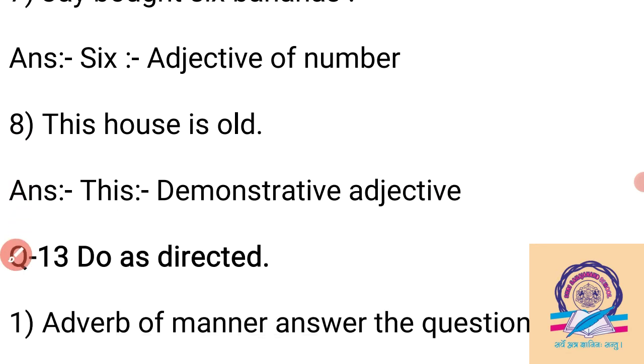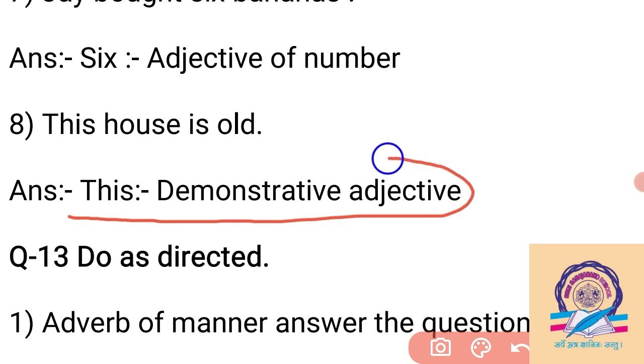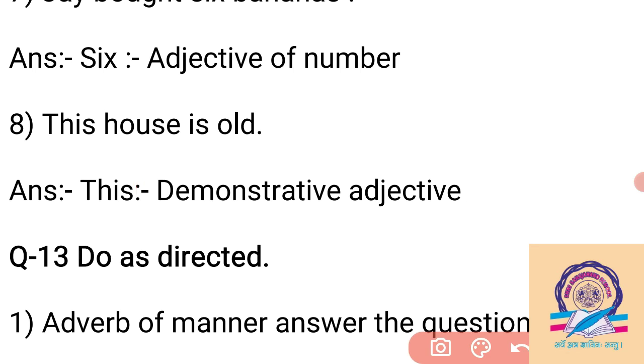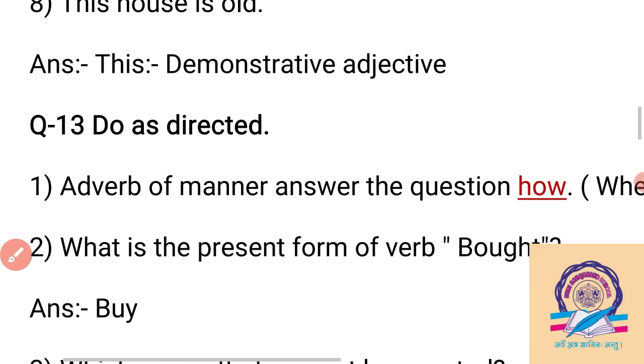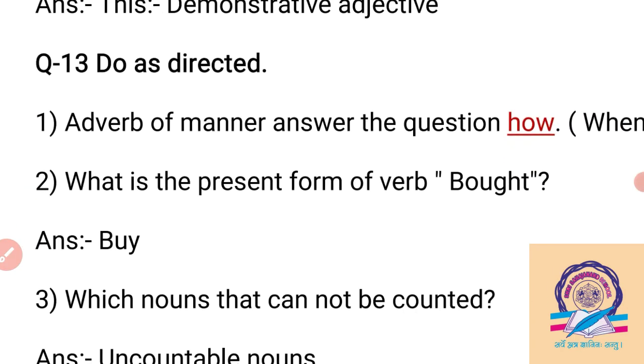Then the eighth example is given, like this house is old. House is a noun and before house, this is given. So this is a demonstrative adjective. This, that, these, those, such words are demonstrative adjectives. So an adjective adds something to the meaning of a noun or pronoun.